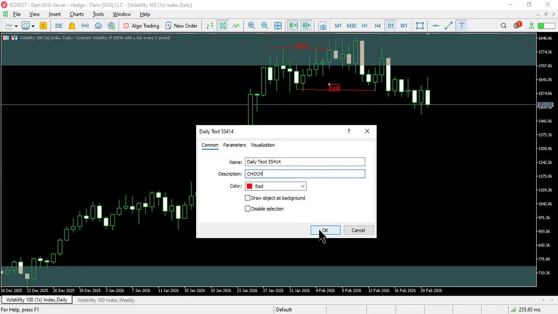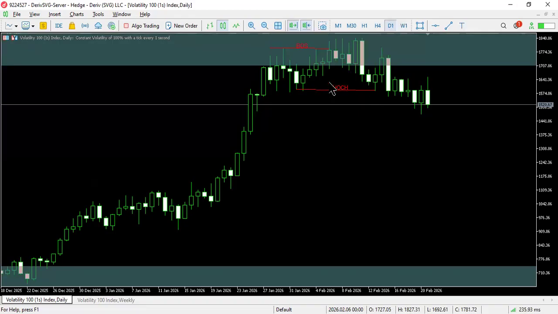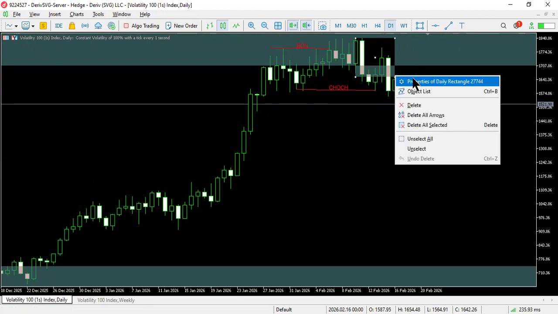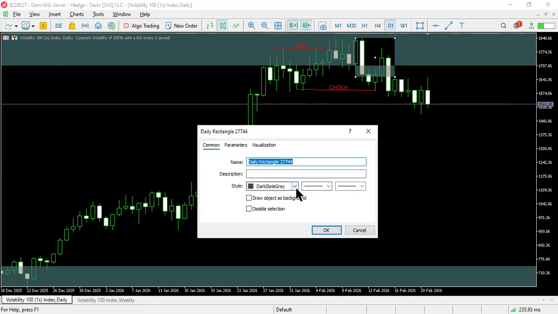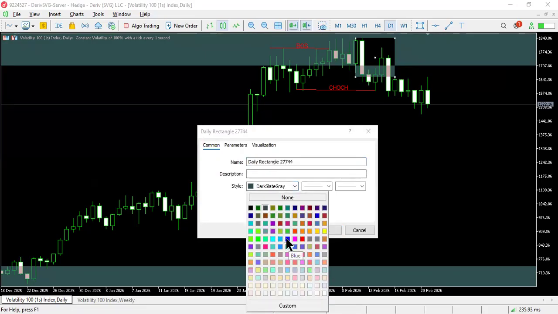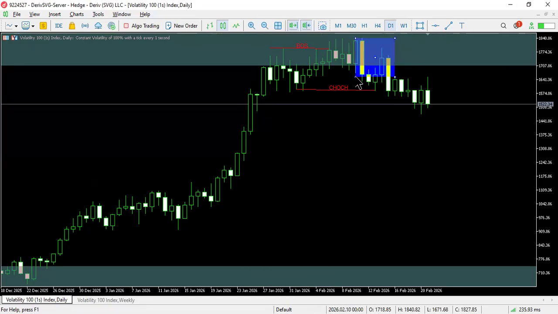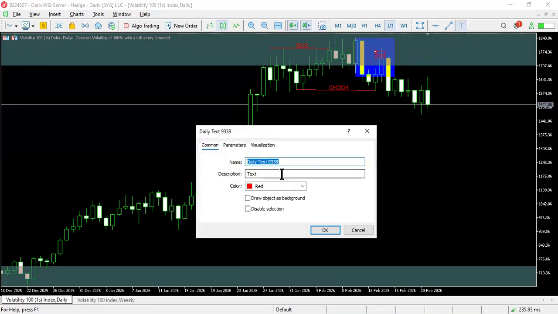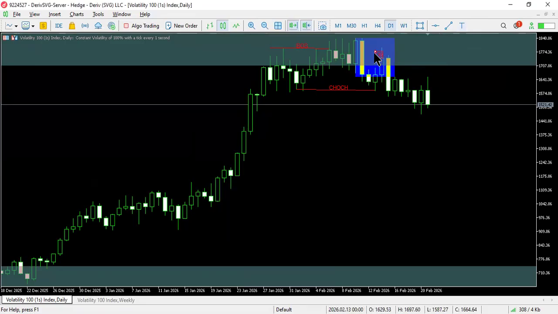So we have a change of character to indicate that the sellers are coming into the market, and then the order block, which caused this change of character, is right there, which was mitigated into getting a push to the downside. So that is the order block. So that's pretty much it from the daily time frame.